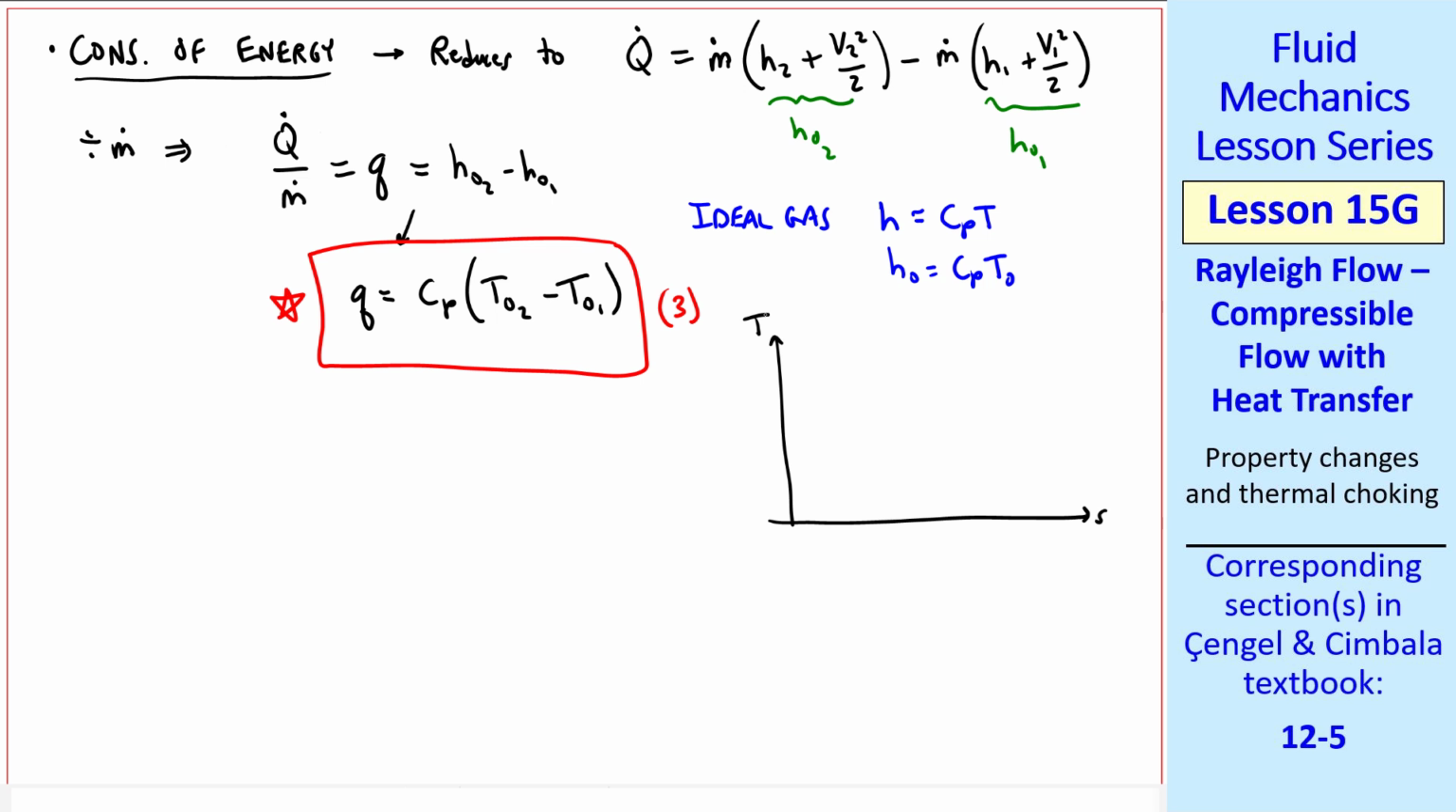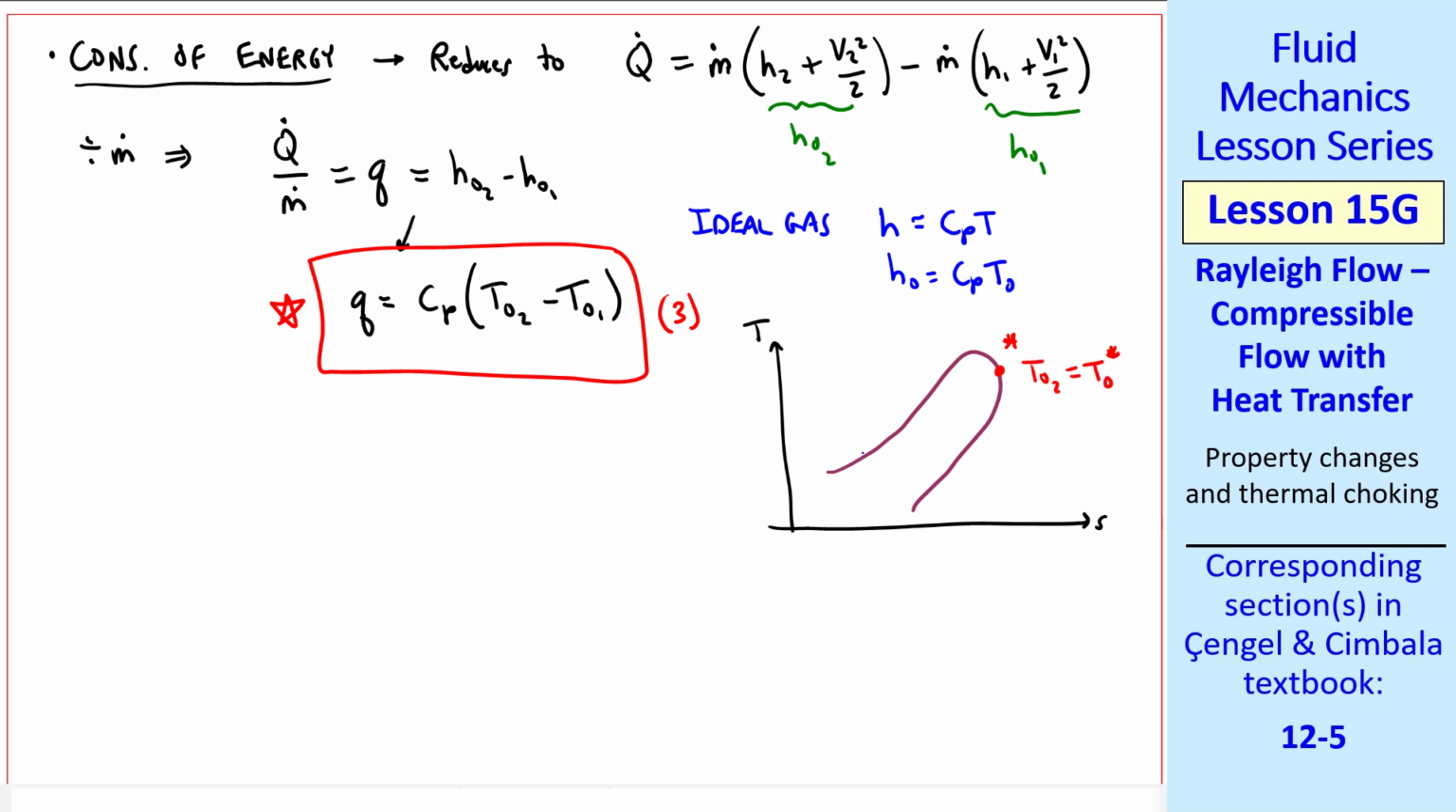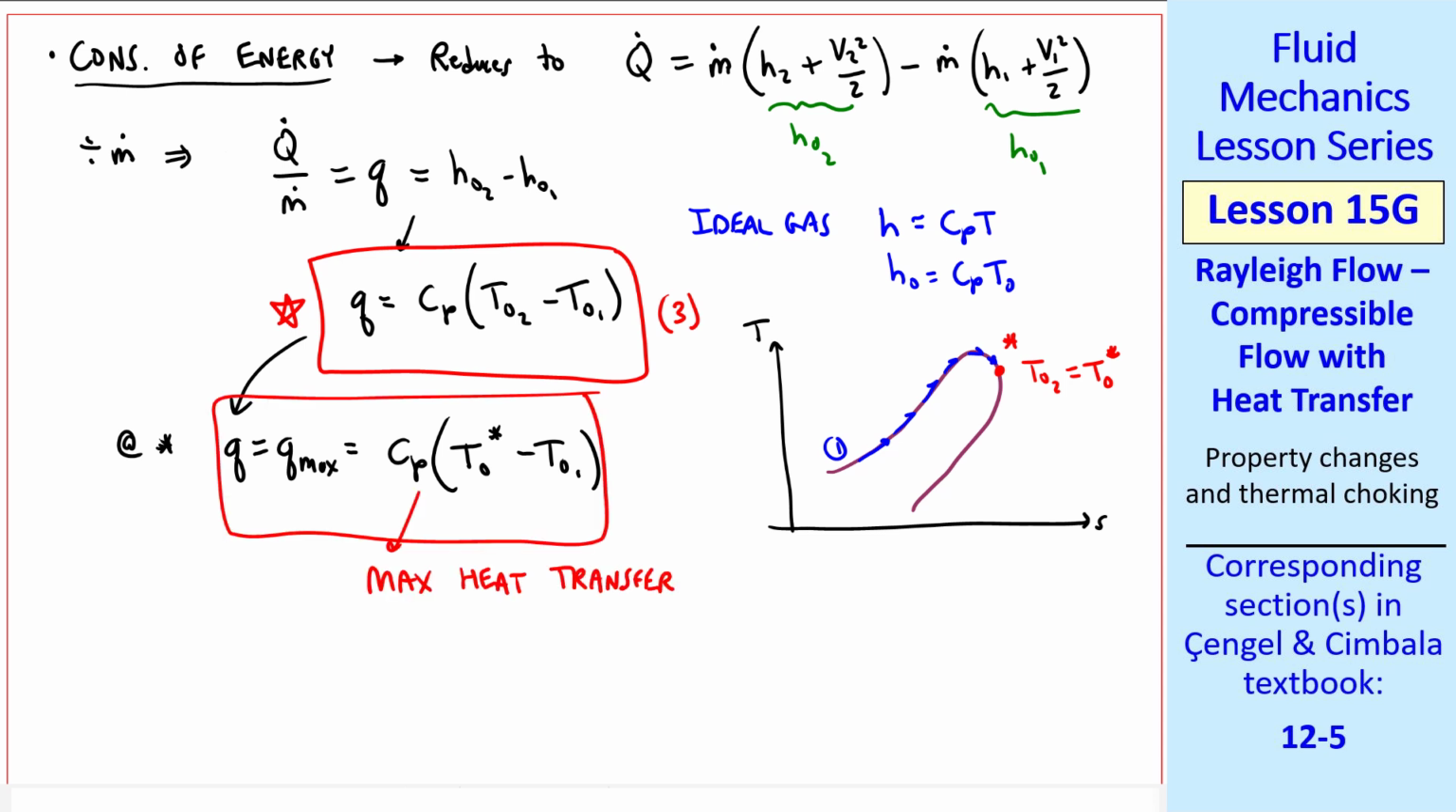Looking again at our TS diagram and the Rayleigh curve, this critical point has a stagnation temperature of T naught 2 equal to T naught star, where we use the star or the asterisk to indicate sonic or critical flow properties. Again, as we move along from some point 1 and add heat, we can finally reach sonic conditions. That turns out to be the maximum amount of heat transfer that you can add without changing the initial conditions. So at the critical values, q equals q max equals Cp times (T naught star minus T naught 1). This is the maximum heat transfer that we can add without changing the state 1, our initial point.